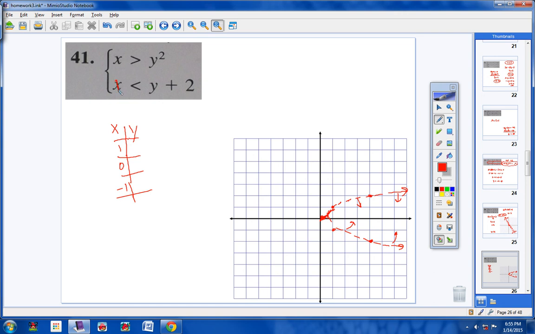x right here, put a 1. Bring the 2 over, make it a negative 2. A negative 2 and 1 is a negative 1, so when you put in a 1, you get out a negative 1. Okay? When you put in a 0 for x, bring the 2 over, make it a negative 2. Y equals negative 2.